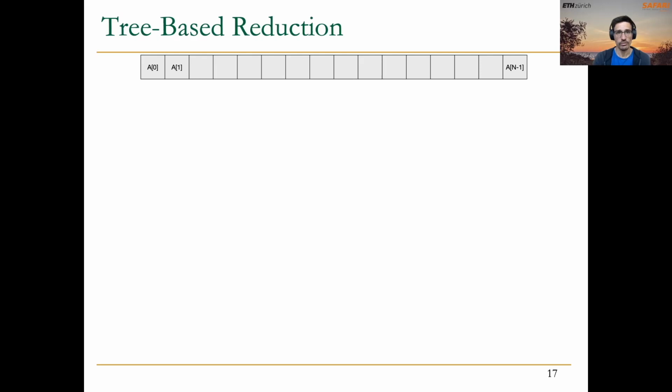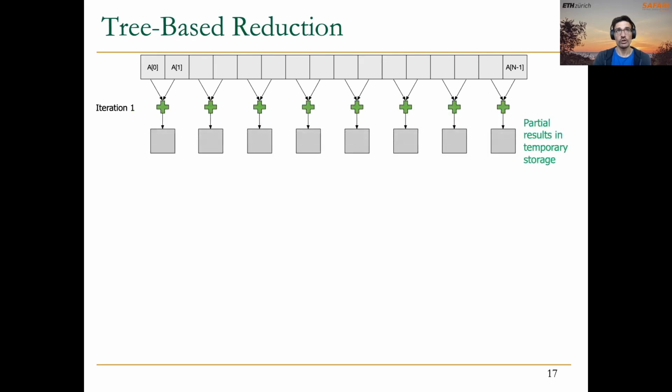the tree-based reduction. So what we do here is performing the reduction in successive iterations, and in each iteration, we are going to assign 2 elements to a single thread, to a single worker that will perform the addition of these 2, and then we will go to the next iteration. So in the first iteration, we will assign threads to every 2 elements. We perform an addition and obtain some partial result that we keep in some temporary storage.